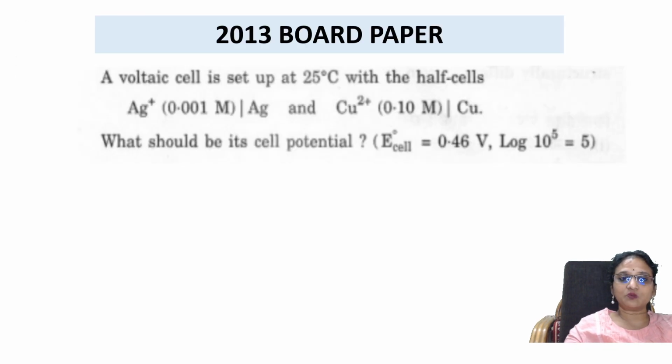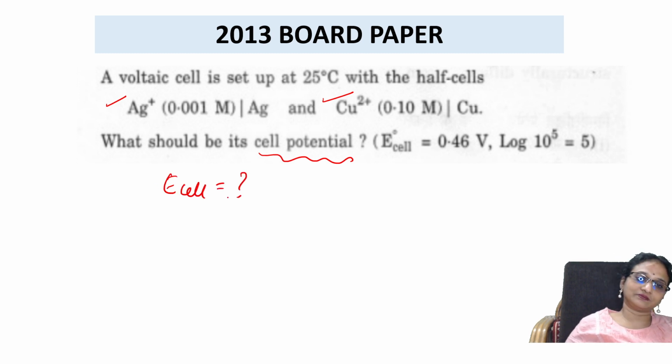Let us see one more 2013 paper. It is a little bit blurred, I couldn't get the picture, so this is what I got. A voltaic cell is set up at 25 degrees with the half cells. This is one half cell, and this is one more half cell. What will be the cell potential? I need to calculate E cell. Done, students. The log value will be given like this. We will see how to utilize it. As the reaction is given to you, first write the cell reaction. So see here, from silver to copper, how many electrons?